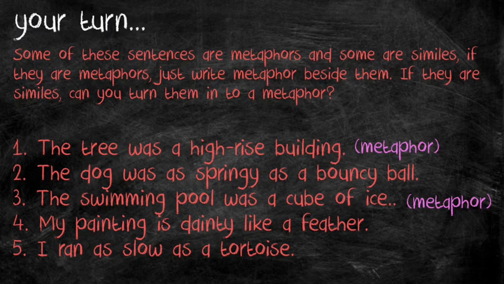So instead of saying the dog was as springy as a bouncy ball, to turn that into a metaphor, you could say the dog was a springy bouncy ball. Number 4, the painting is dainty like a feather. You would say the painting is a dainty feather because you're telling me that it is that thing. And last but not least, number 5, I ran as slow as a tortoise. So you could hear, this is one where you might have to change the order a little bit, but you could say I was a slow running tortoise.